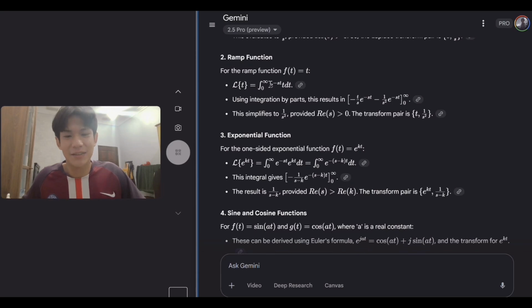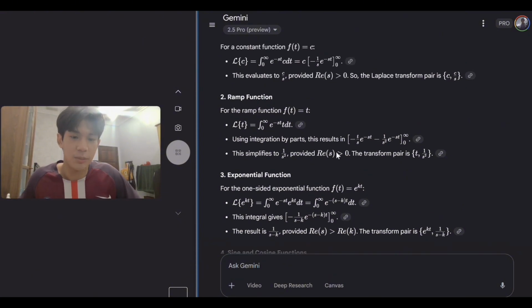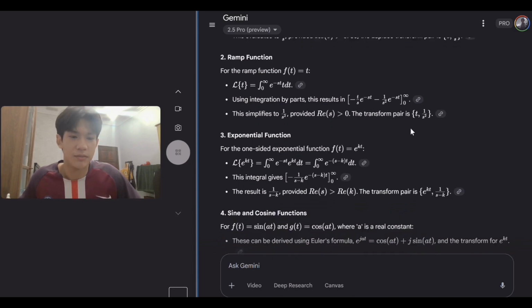Transforming our ramp function right here will ultimately result in this right here, which is 1 divided by s to the power of 2. This is, of course, with the condition that the real part of s once again needs to be bigger than 0. This is the transform pair. Okay, before transformation it's t, and after transformation it becomes 1 over s to the power of 2.